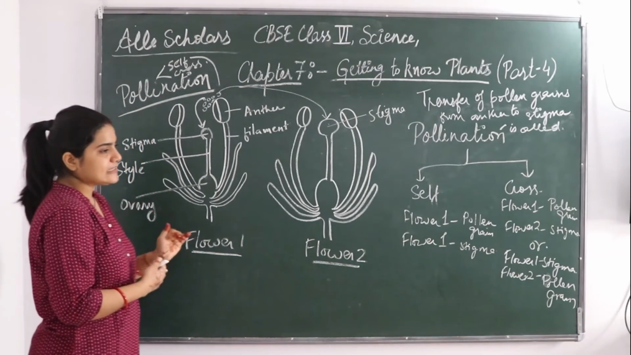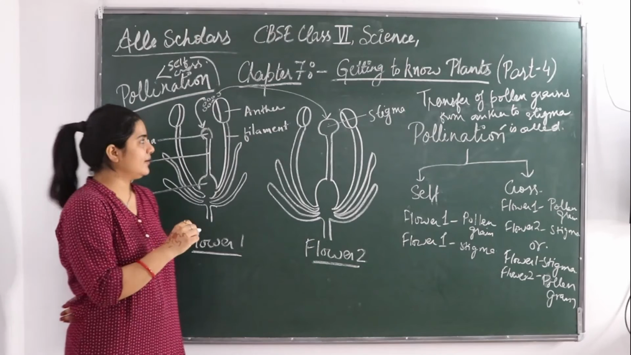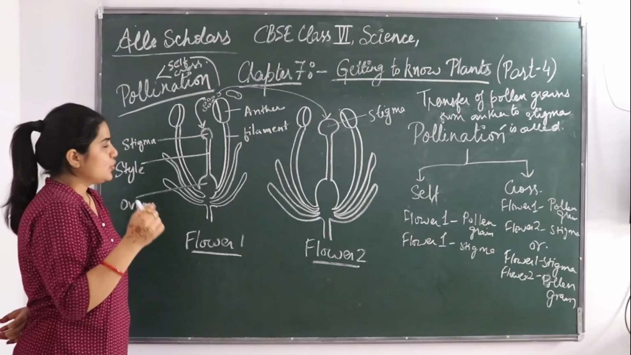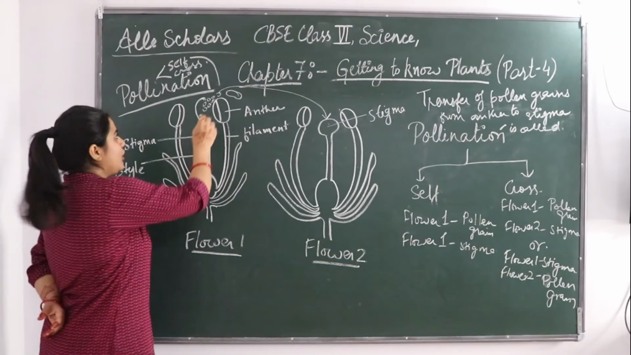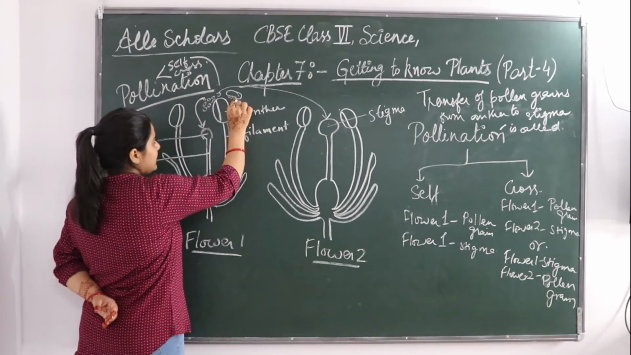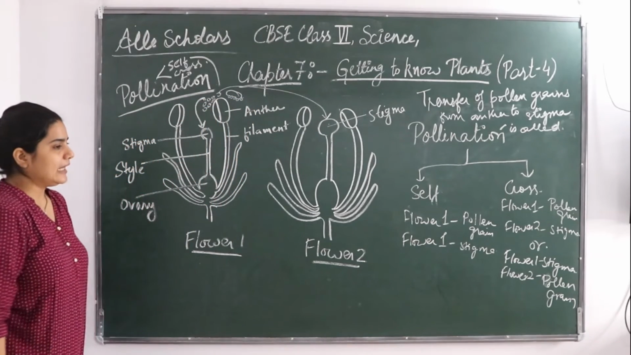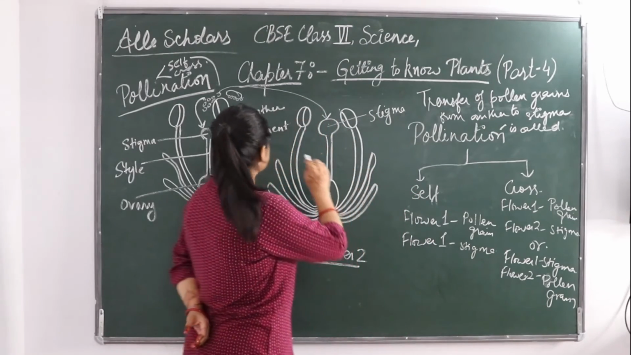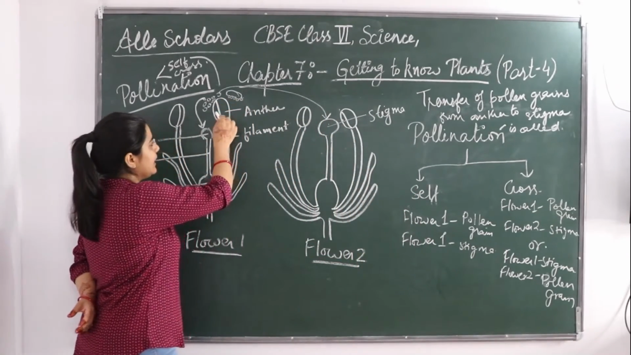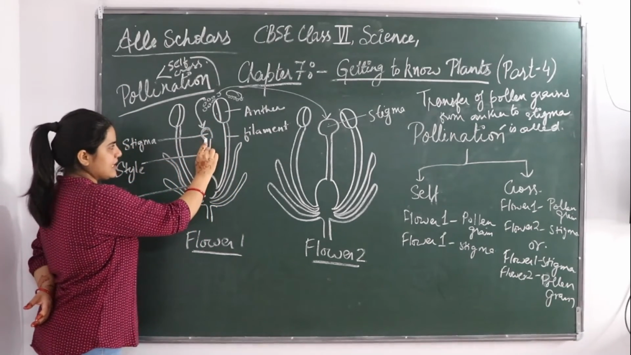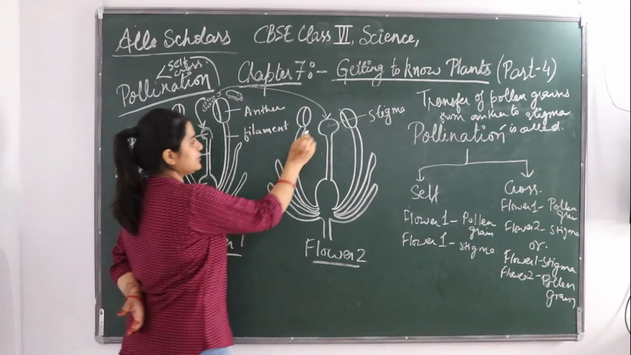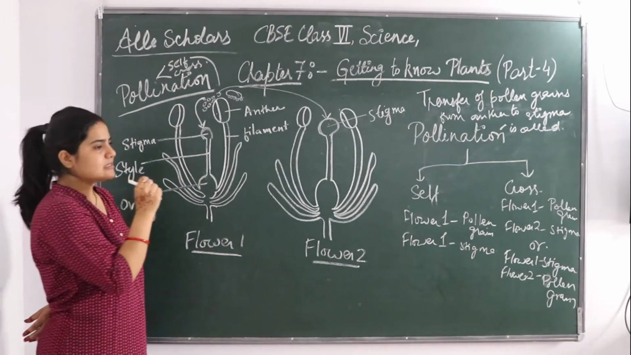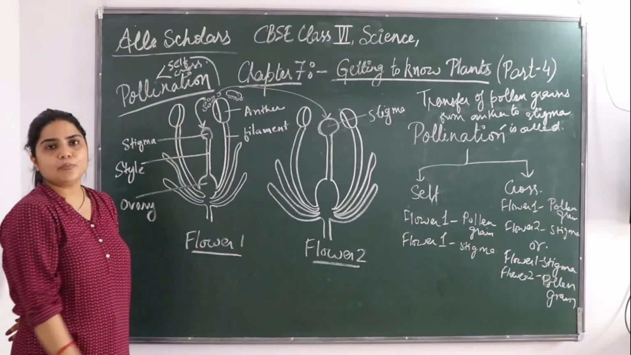Okay, so when the insects, what happens, they sit on the flower. Suppose any insect is going to sit on this flower. So sometimes what happens, this pollen grain gets stuck in the body of that insect. Now this insect which has sat on this flower may sit on the stigma of the same flower, or sometimes it can sit on the stigma of another flower. Okay, so it is having the pollen grains with it. So this helps in pollination.